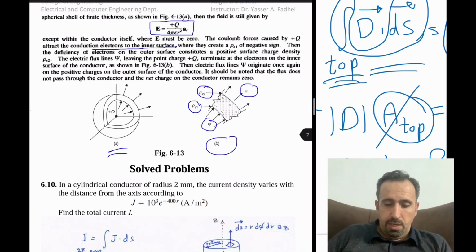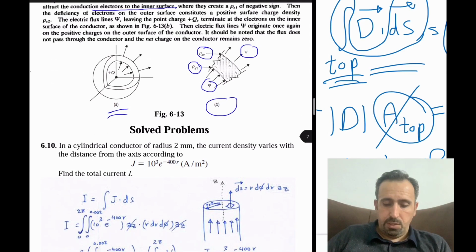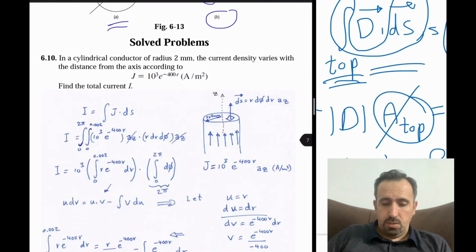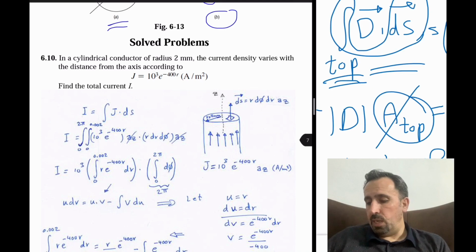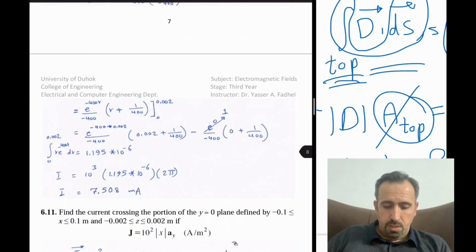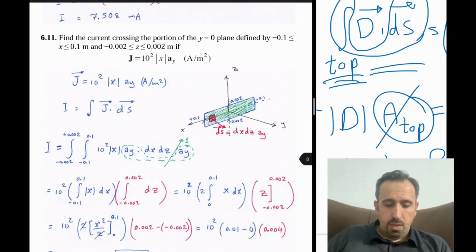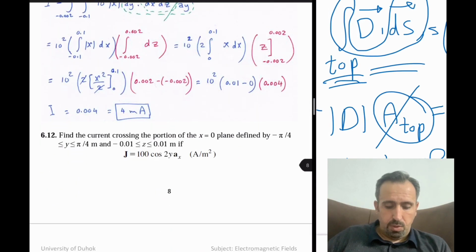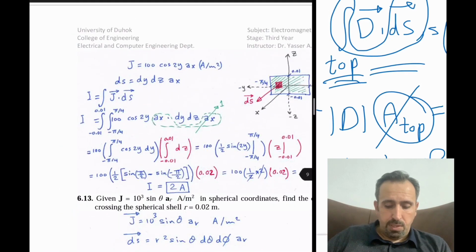By talking about this phenomenon in this section, we have finished the most important thing in this chapter. The chapter has not been covered completely. For that reason, even for the solved problems, not all of them will be required from you. As you can see here, the solved problems started with 6.10, and maybe certain selected questions such as 6.11 and 6.12.